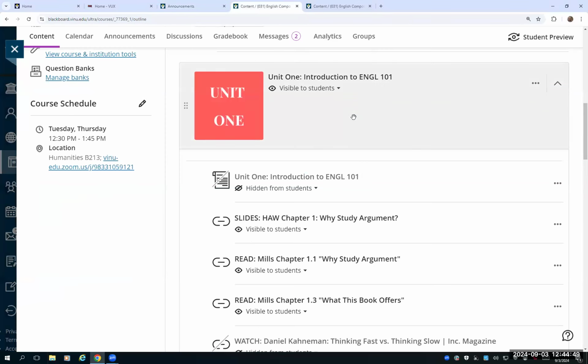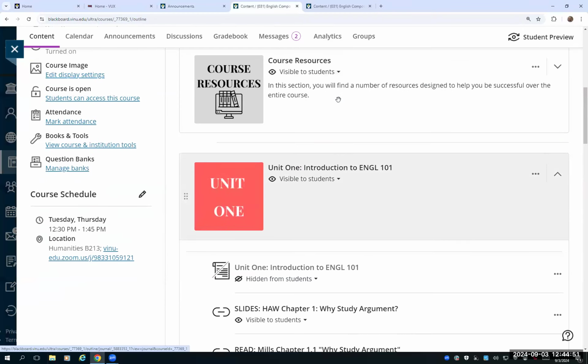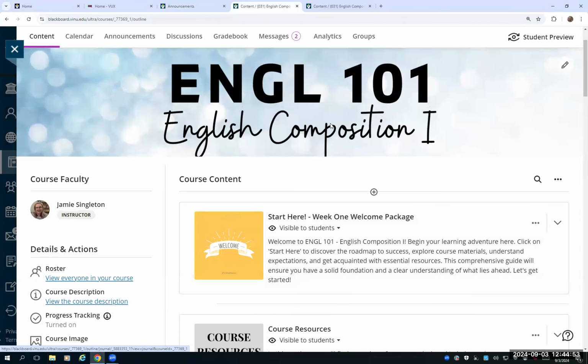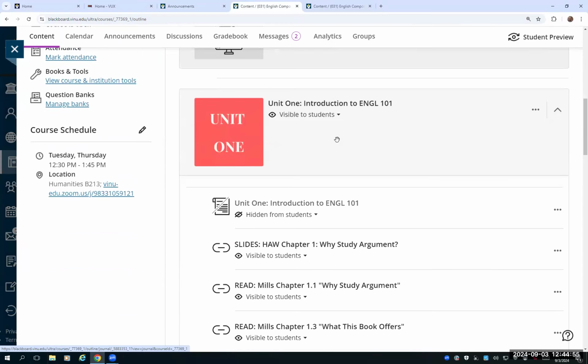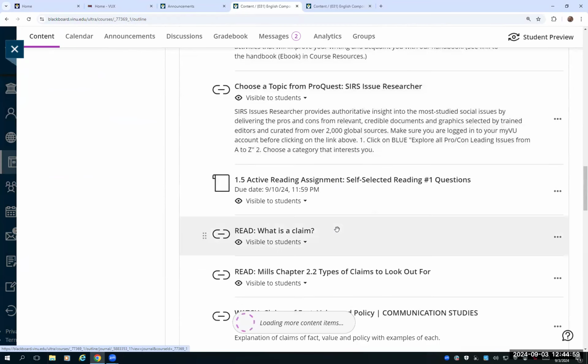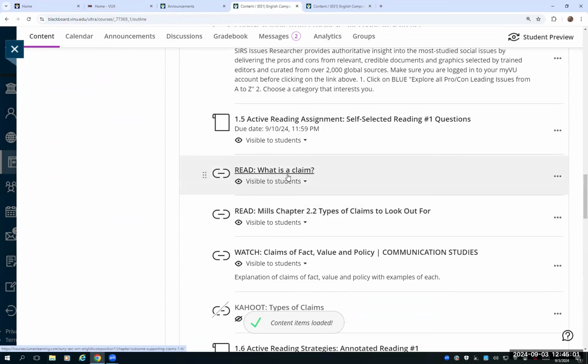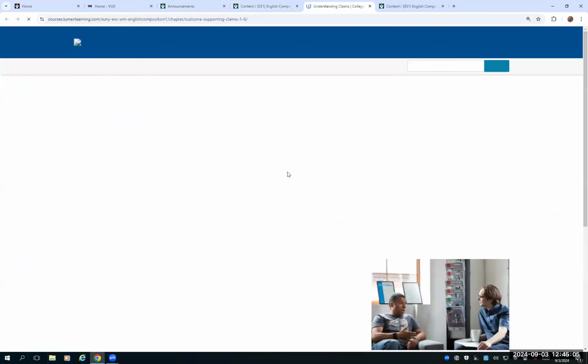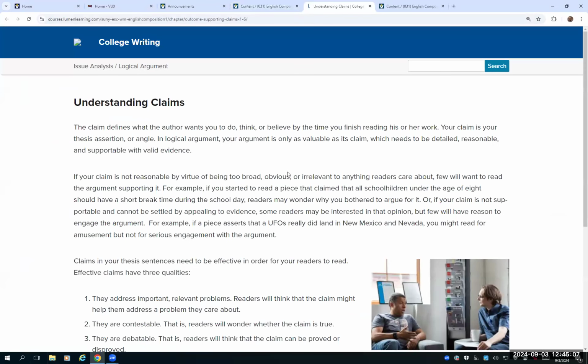All right, so what I'd like for everybody to do, if you haven't already logged into Blackboard, I want you to get logged into Blackboard, and let's go down to this assignment right here that says, what is a claim? And I want you to open that up, and then I'm going to pass out some notes for you. So if you'll get something out to write with.